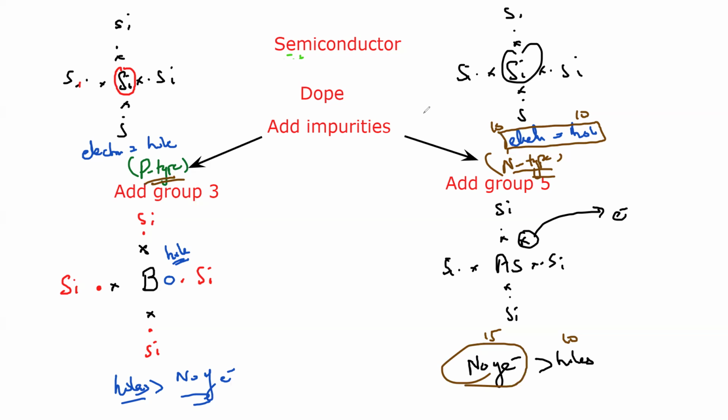The concept of intrinsic and extrinsic semiconductors? Any doubt in this? No, this is extrinsic. In extrinsic semiconductors, we add impurities, but this was intrinsic: when impurity was not added, it was intrinsic. But when impurities are added, that is an extrinsic semiconductor. And extrinsic semiconductors are either N-type or P-type.